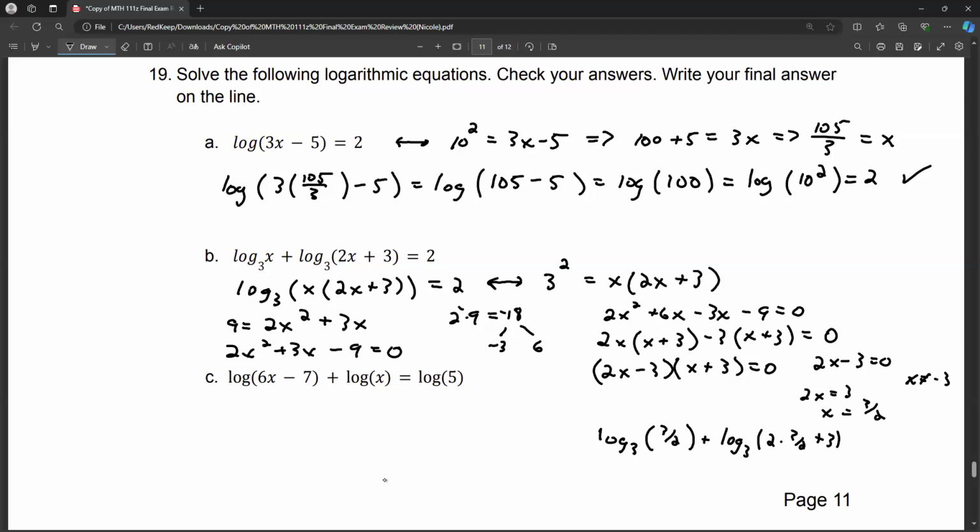So right away, the second argument can be simplified. 2 times 3/2 is equal to 3, and 3 plus 3 is equal to 6. And then this, of course, is log base 3 of 3/2 times 6. Apologize, I dropped the 3. And so that's equal to log base 3 of 9, which is log base 3 of 3 squared, which is equal to 2.